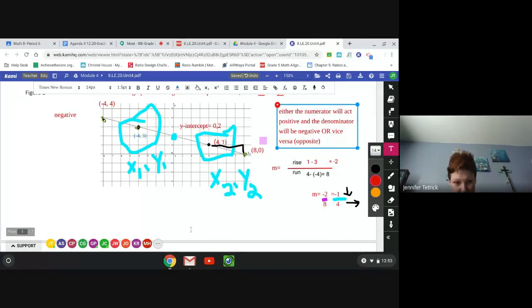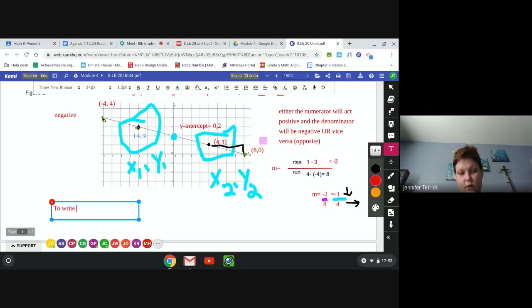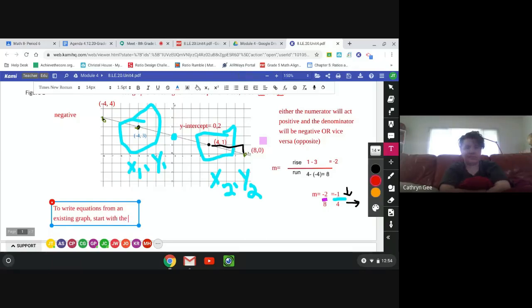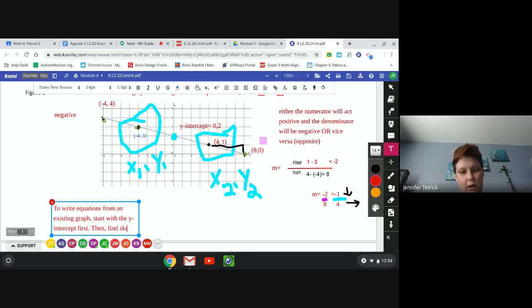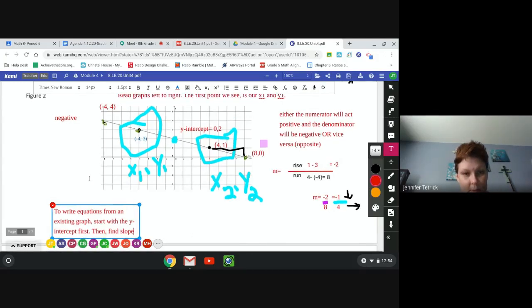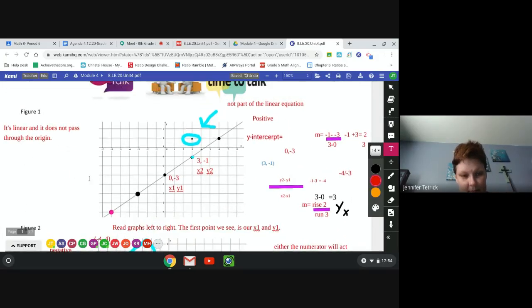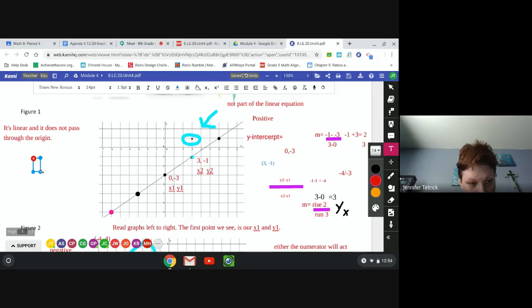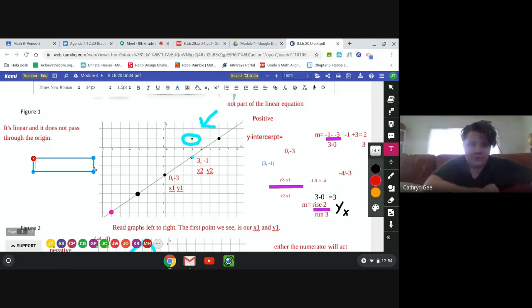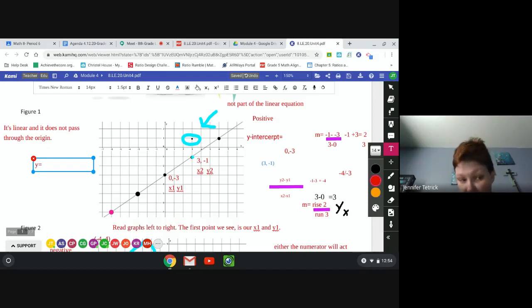So the big takeaway from these two examples is to write equations from an existing graph. Where should you always start first? The y-intercept. Then, find slope. So let's go back up here to our top one. What was our y-intercept? The 0, -3 thing. Yep, which means x is 0.